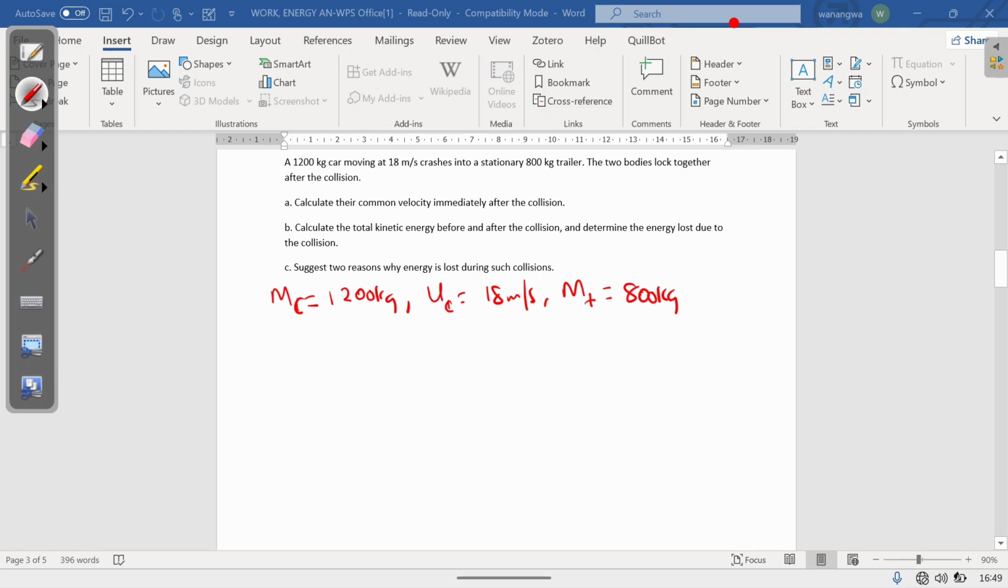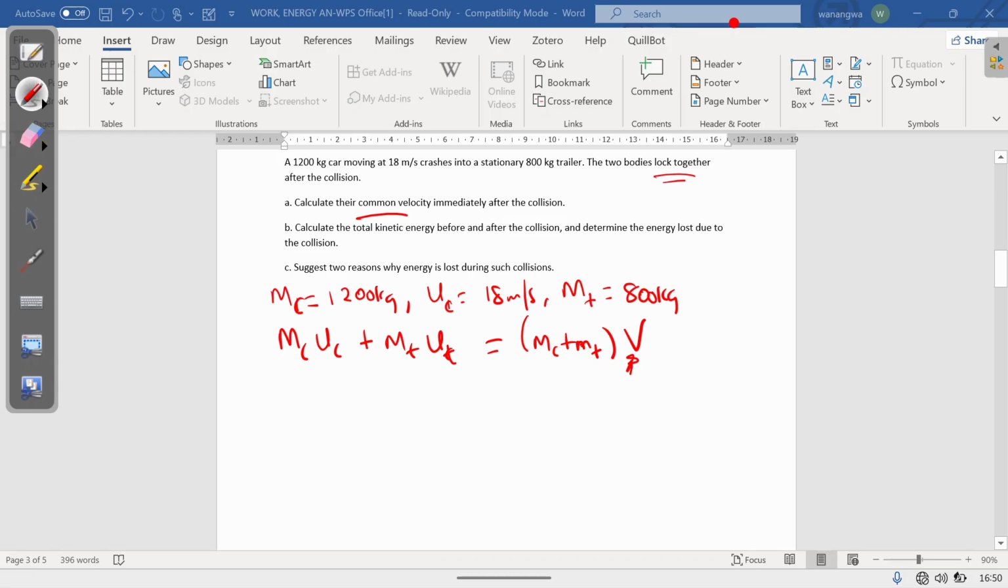So if we're going to write the expression for the law of conservation of linear momentum, we're going to write it as mass of the car times initial velocity of the car plus mass of the trailer times initial velocity of the trailer should be equal to, so what we know is they're locked together. That means their mass becomes common. So it will be mass of the car plus mass of the trailer multiplied by common velocity. So they want us to find this V, which is the common velocity. This expression right here is the law of conservation of momentum.